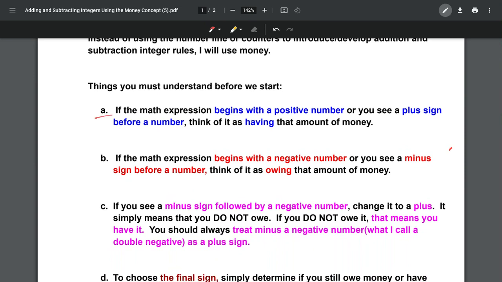First, if your math expression begins with a positive number or you see a plus sign before a number, think of it as having that amount of money, okay? Second, if the math expression begins with a negative number or you see a minus sign before a number, think of it as owing that amount of money to someone, okay?